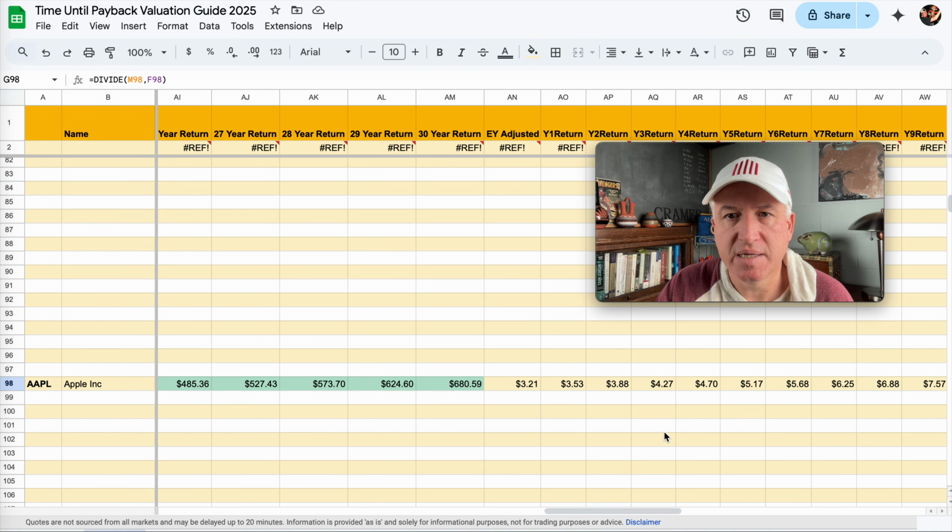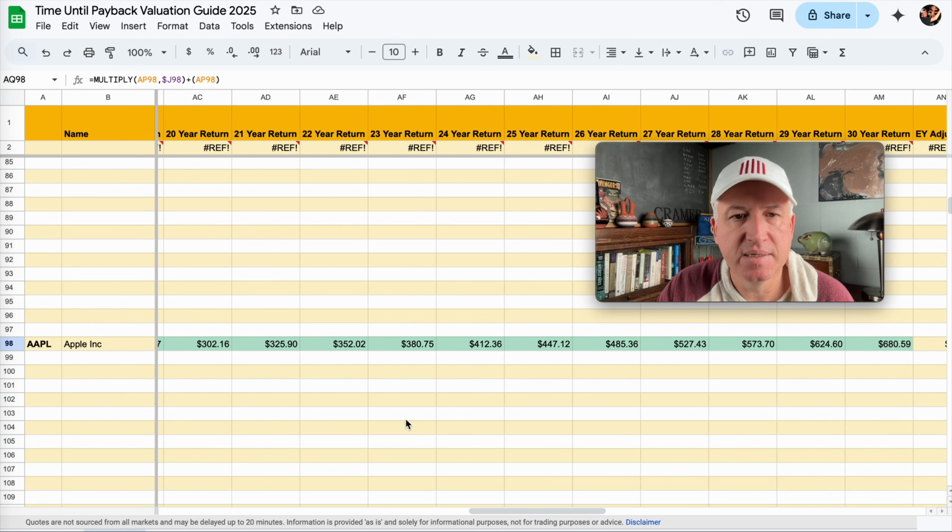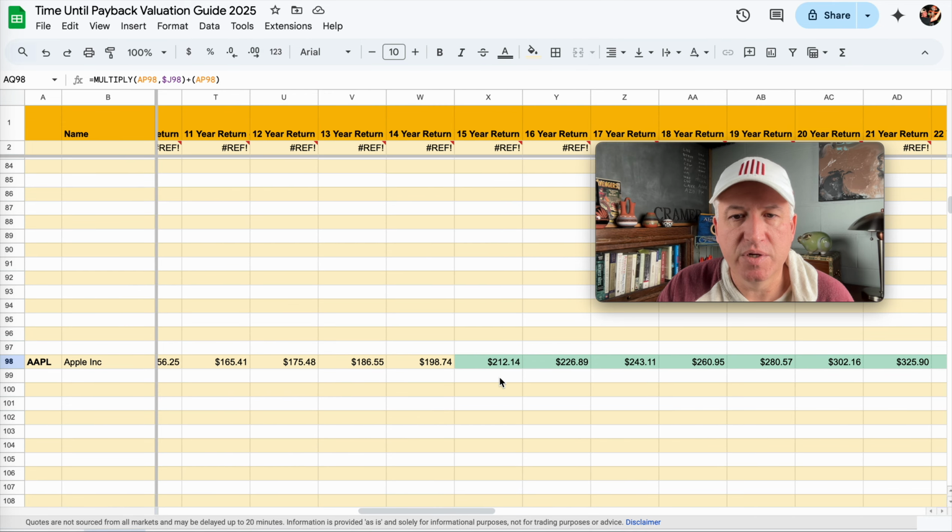And let's see. So the first year, that's the rate. The first year we would earn $3.53 on our $100, and the next year we'd earn $3.88, and the next year we'd earn $4.27, and then we would accumulate this if we just kept the money for ourselves, right? You own the business, you keep the money. I want to see how long it would take for all this money to add up to $100. And it would do that in year 15.